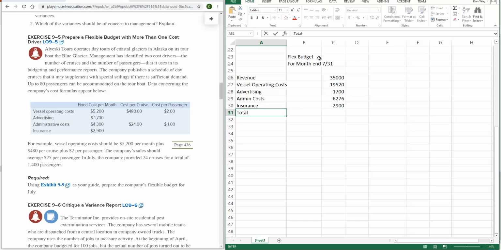We might as well get our total expenses, just the sum of those four individual expenses, two of which changed with volume, two of which did not. And the net operating income in our flex budget then would be our revenue of $35,000 minus those total expenses of $30,000 and change. So given our actual level of activity of 24 cruises and a total of 1,400 passengers, our budgeted net operating income in our flex budget is this bottom line of $4,604.